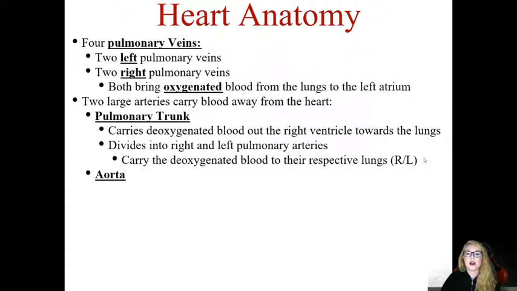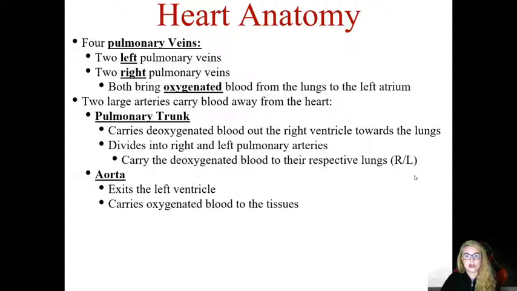Okay, and then another structure that you've probably heard of before, the aorta. Okay, and this exits the left ventricle and carries oxygenated blood to the tissues. And so you have a descending and an ascending portion. So the descending and the ascending go up and down respectively.